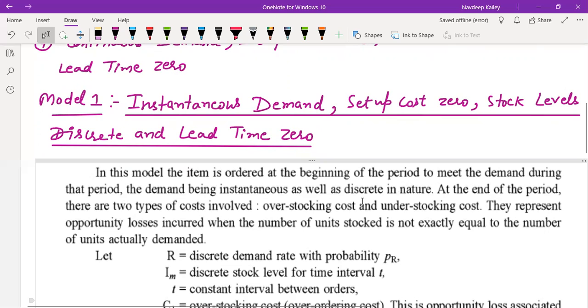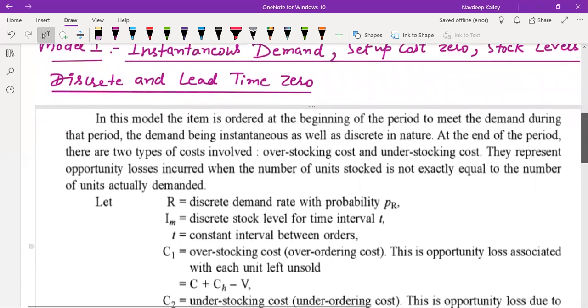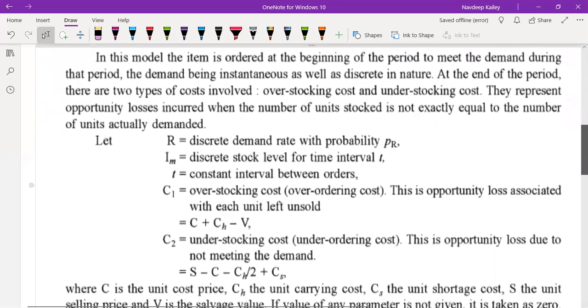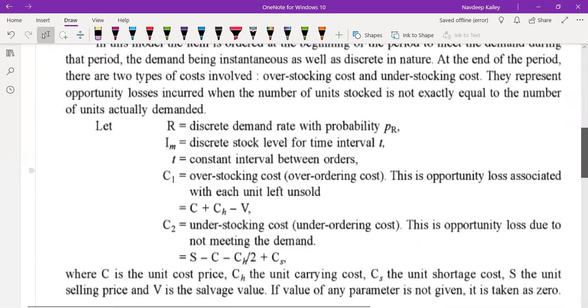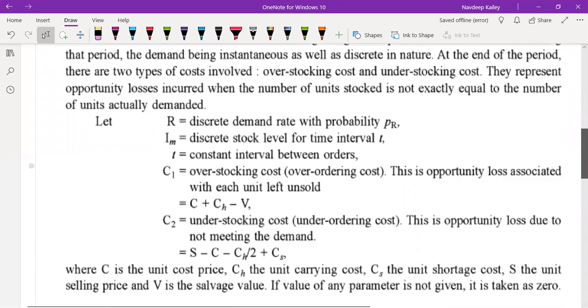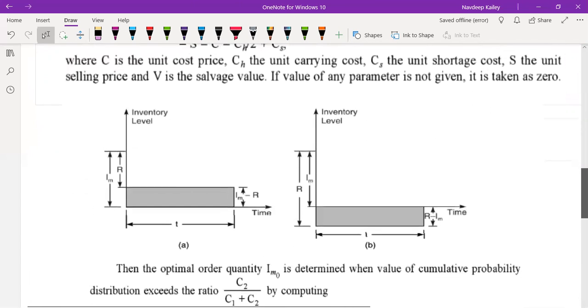At the end of the period, there are two types of cost involved: overstocking cost and understocking cost. They represent opportunity losses incurred when the number of units stocked is not exactly equal to the number of units actually demanded. Now, here we will discuss two types of situations: one in which the discrete demand rate is less than or equal to the discrete stock level, and the second in which the discrete demand rate is greater than the discrete stock level. These two situations we will discuss graphically.